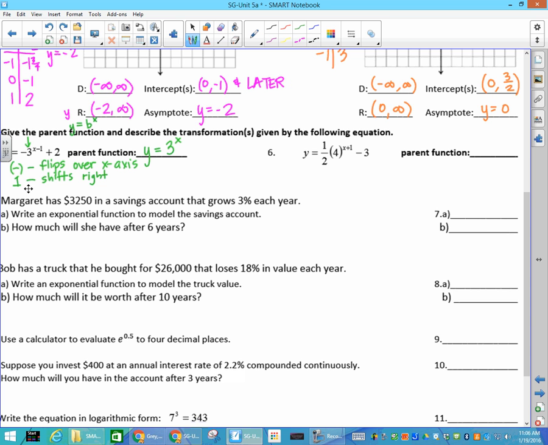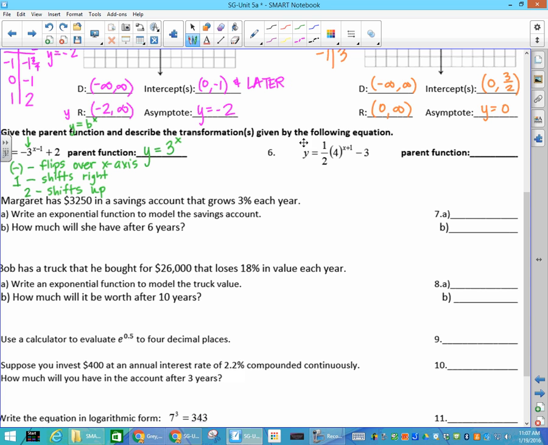1 unit, and the 2, okay, is in there, and it's outside because it's not up with the exponent. Again, adding or subtracting, it's outside, so it affects the y, and if it does the y, it does the same thing. So +2 means it's going to be shifting it up.